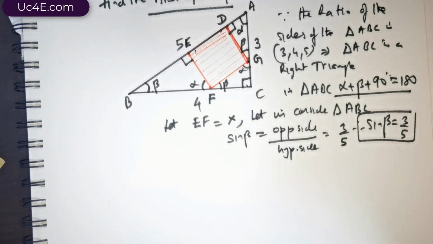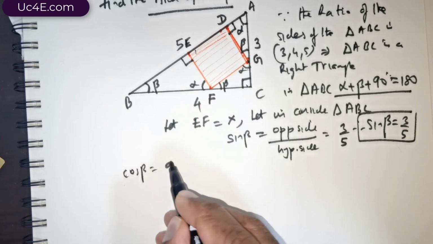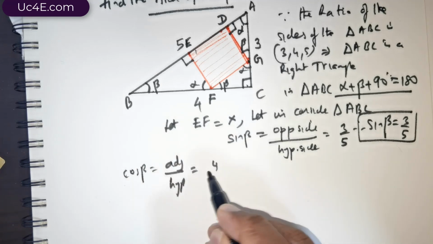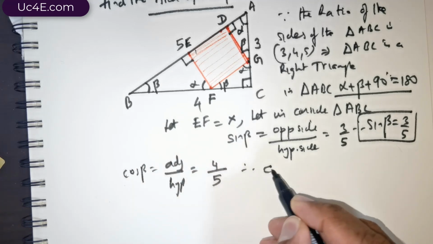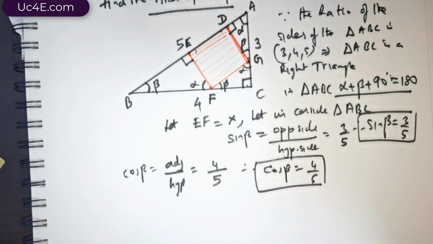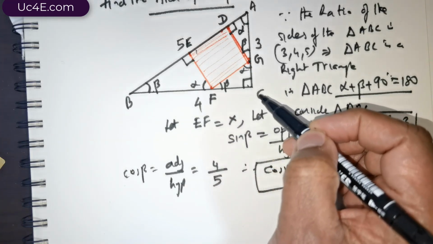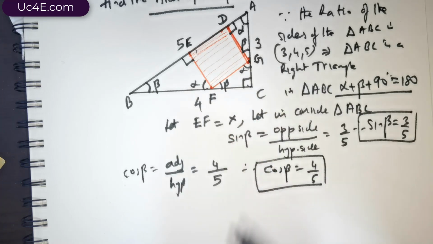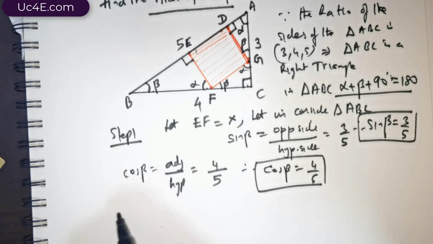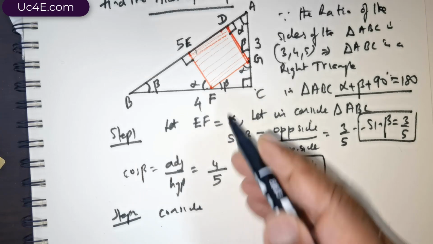Let me place it in a box. Now, cos beta. What is cos beta? Cos beta is adjacent side divided by hypotenuse. So my adjacent side is 4, hypotenuse is 5. Therefore, cos beta is 4 over 5. Okay, that's got. Now let me start to consider triangle CFG. So this is step 1. Now step 2, consider triangle CFG.